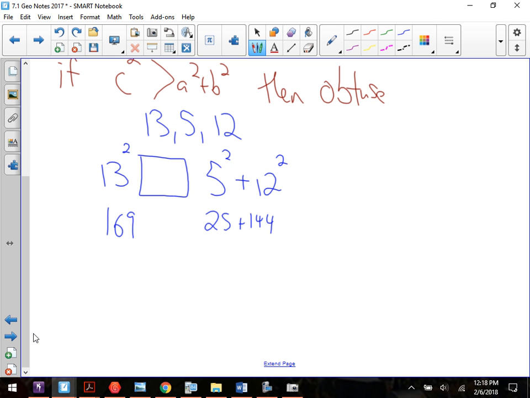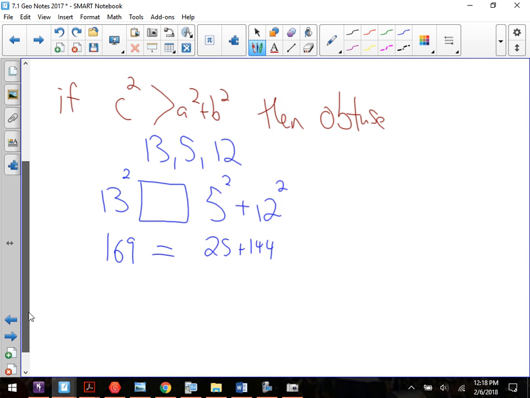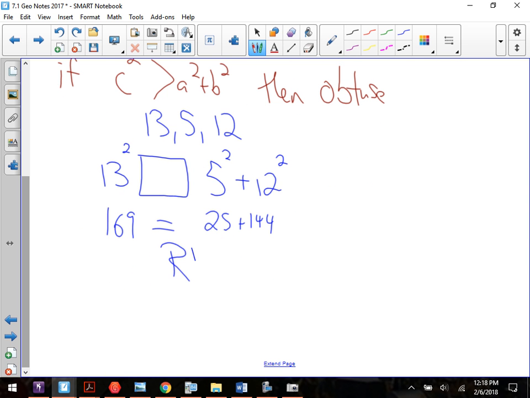What's 25 and 144? A big number. That number is? So are these two equal, larger, or smaller? So therefore, what kind of triangle is it? Does the Pythagorean theorem hold true? Yeah. So the Pythagorean theorem held true. What kind of triangle is it? Oh, right triangle. So this would be a right triangle. That's what we'll be able to do.